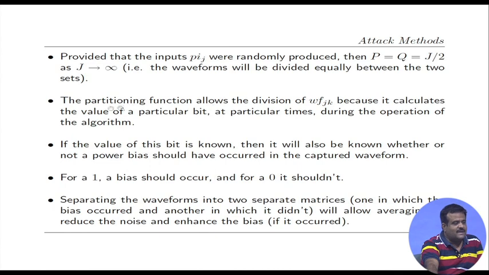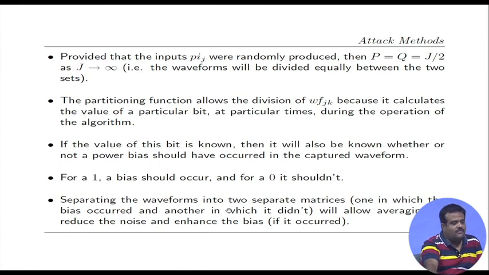So, the partitioning function allows the division of the WF matrix, because it calculates the values of a particular bit at particular times during the operation of the algorithm. Okay. If the value of the bit is known, then it will be known whether or not the power bias should have occurred in the captured waveform. For 1 the bias should occur and for 0 the bias should not. And if this is chosen randomly, then this should be half.